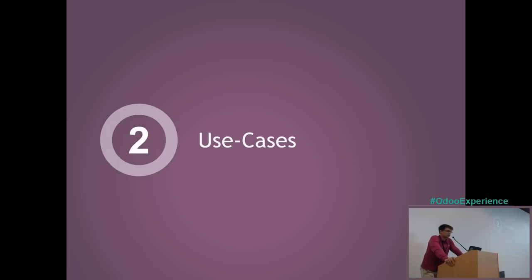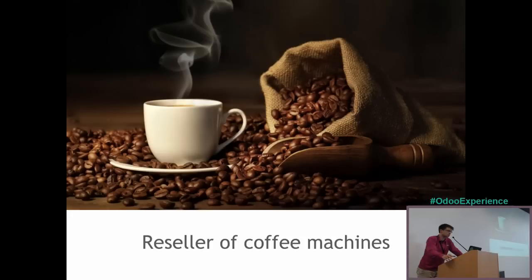So that was the introduction, and now let's see which use cases I'm going to use for this presentation. First of all, I decided to take the example of a reseller of coffee machines, which helps me to have products with serial number tracking, some products with lot number tracking, but also products that don't have any tracking, because I think it's important to see the three different types of tracking that you have and how you should handle the different types within the Barcode app.